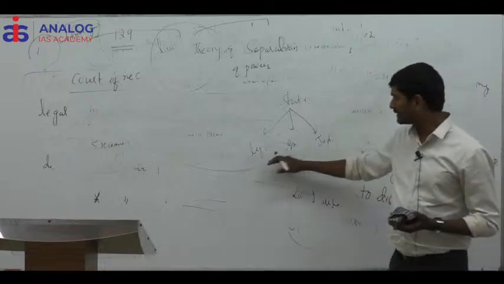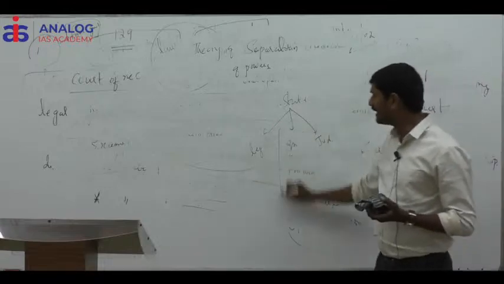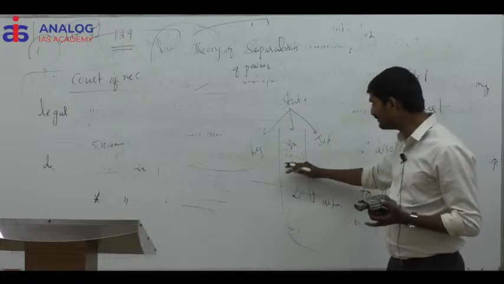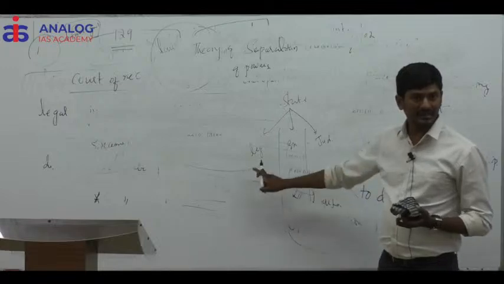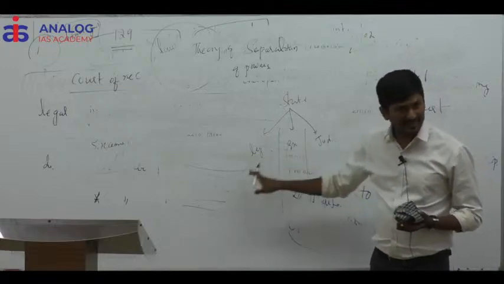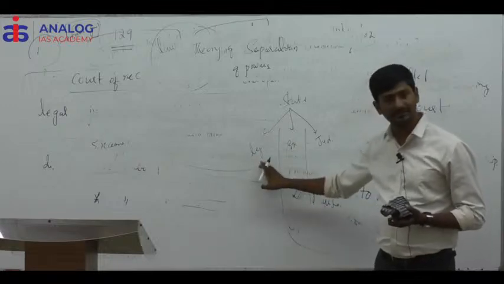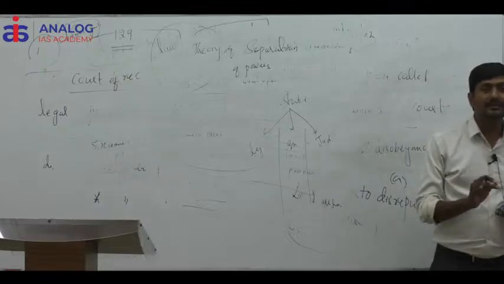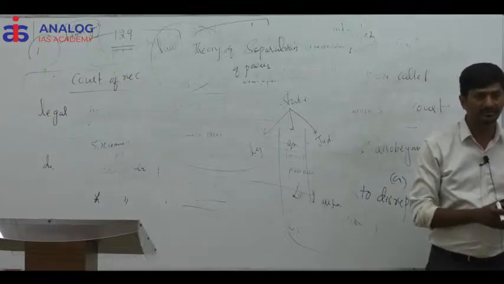So it means according to the theory of separation of powers, every agency has to function within its own sphere, within its own domain. Legislature cannot interfere with the judicial work. Judiciary cannot interfere with the legislative work. And similarly, executive cannot interfere with legislative work and judicial work. This particular principle is called the theory of separation of powers or principle of separation of powers.